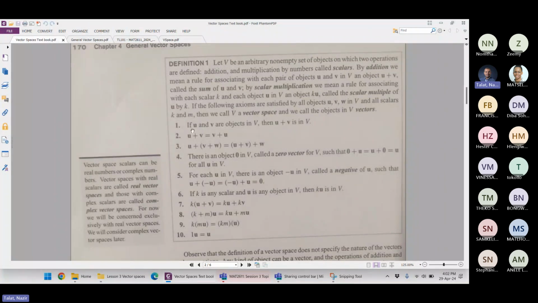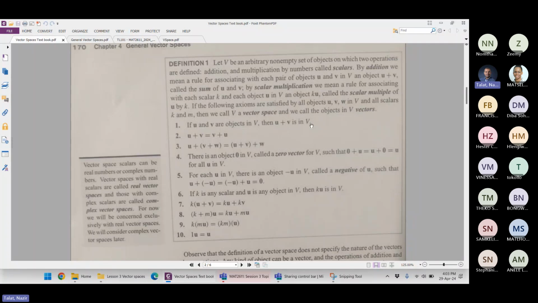The first thing is that if you take any two elements from this vector space V, then their sum is also in V. This is the very good property of real numbers: whenever we add two real numbers, their sum is also a real number. Then their sum also belongs to V.